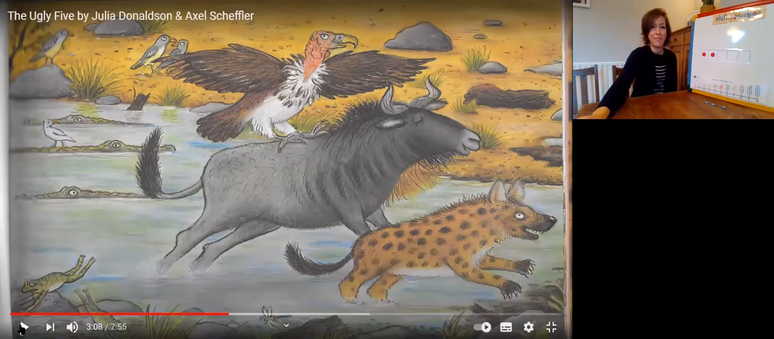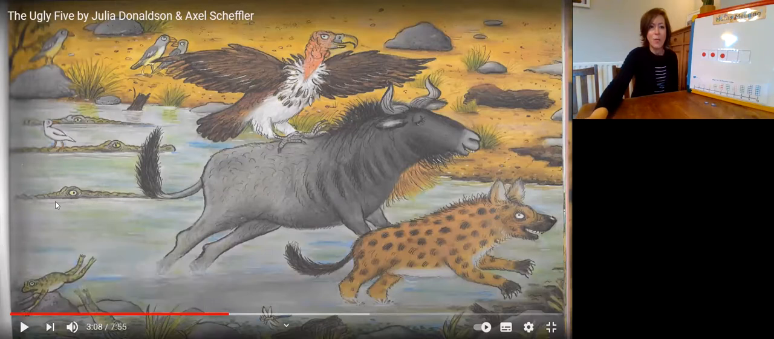Okay, so there are now 3 animals, 3 ugly animals. 1, 2, need 1 more, 3. So pop 1 more object onto your 5 frame. Now you might notice in this picture, there's 3 of some other creatures. Can you see 3 of a different animal in this picture?